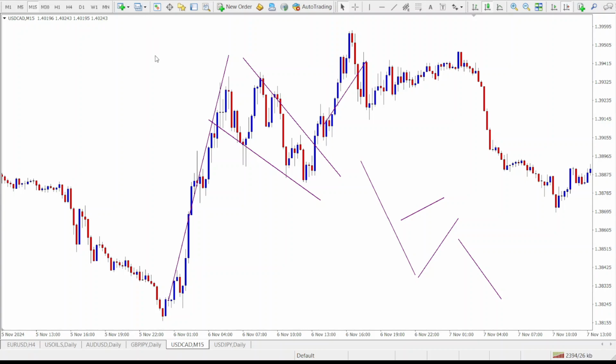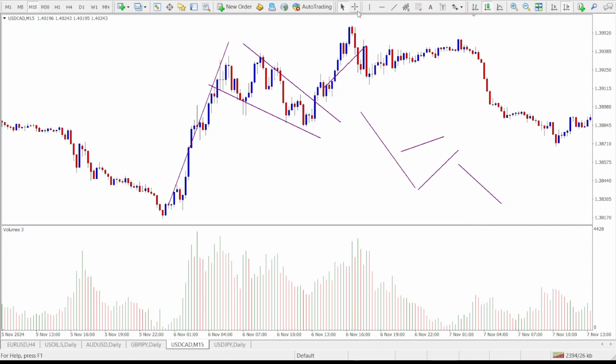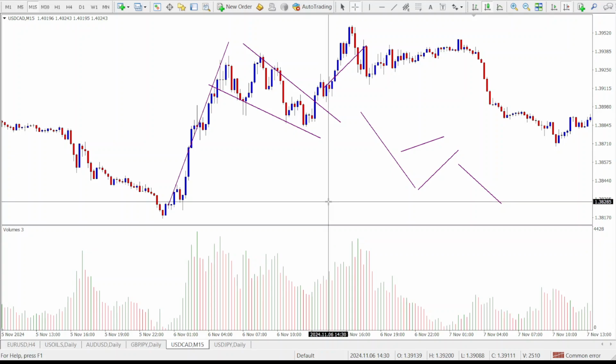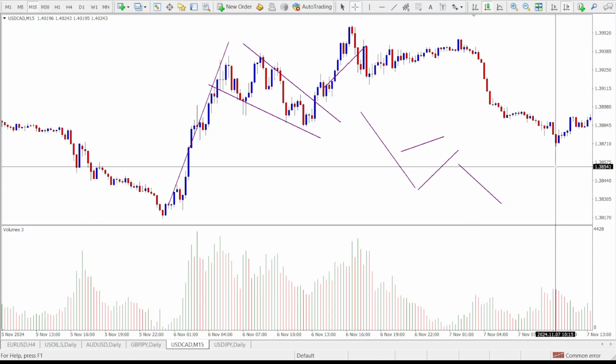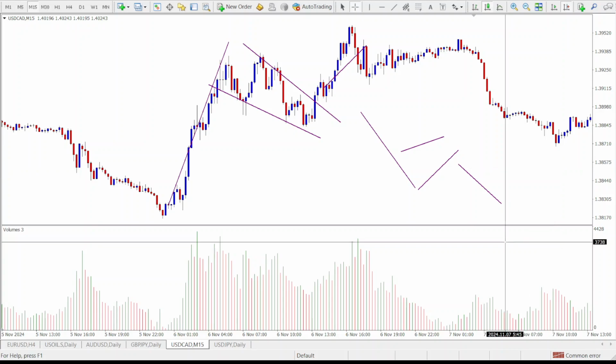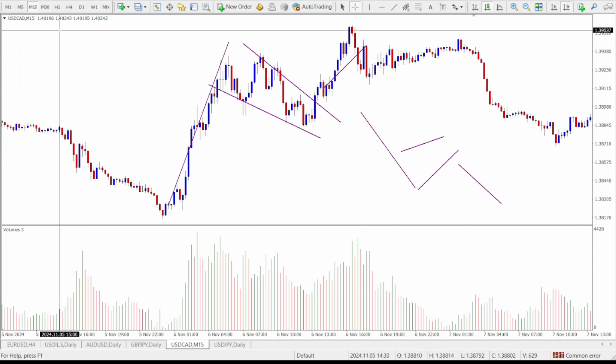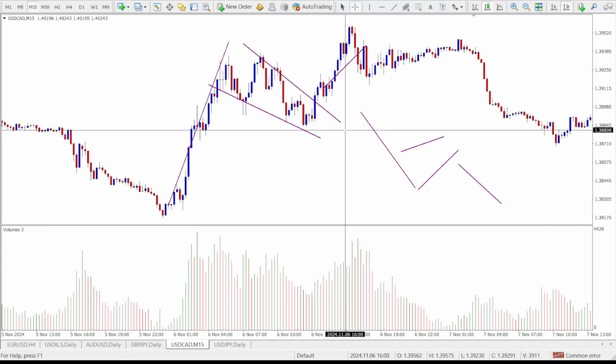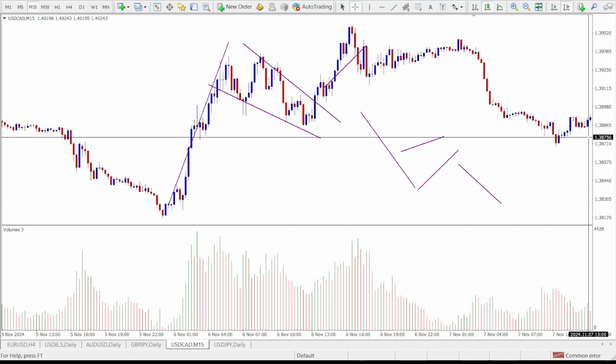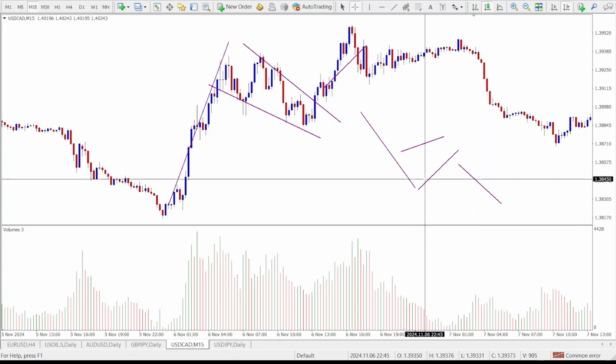So you can decide to add a volume indicator. For example, you can see that at the site of the breakout, there was an increase in volume. So you can use volume to check if the breakout is valid. And keep your time frame small. Since scalping is all about quick trades, focus on shorter time frames like 1 minute, 5 minutes, and 15 minutes. This allows you to spot patterns and enter and exit the market swiftly.